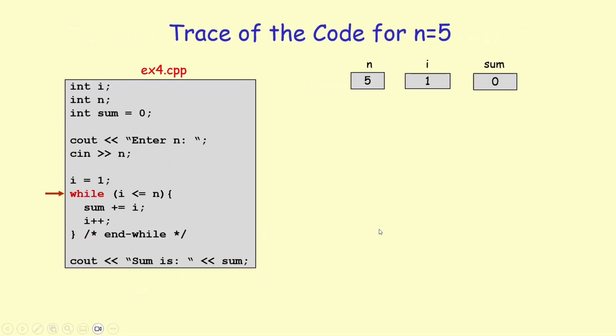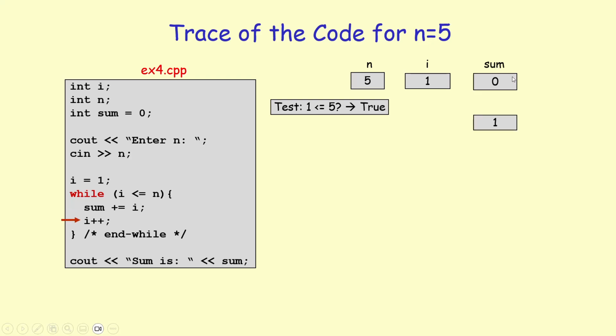All right, so let's trace this code. Again, go step by step and see how i and sum change. Assume that the user has entered 5 for the value of n. So we are at the beginning of the while loop, evaluating the expression i less than or equal to n. So the expression is 1 less than or equal to 5. Yes, it is true. So we get into the body of the while loop, and we say sum plus equals i, so that whatever the value of i is, we add it to the running sum. Remember, i is 1, so we are basically adding 1 to sum, so sum becomes 1.